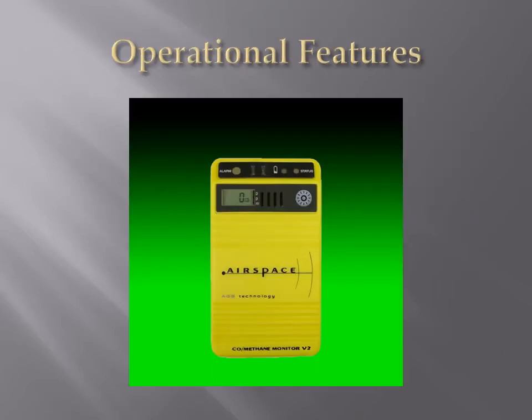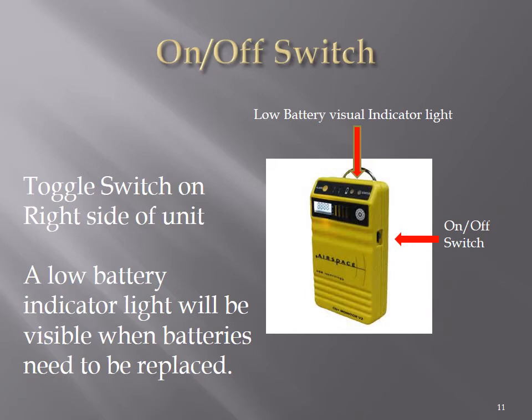We're going to move on now into the operational features of the airspace monitor. First, let's talk about the on and off switch. How do you turn this on? You'll see in the picture here, as you're looking at the face of the monitor, the on-off switch is located on the right side of the unit. It's simply a toggle switch that you push into the up position, or the on position. You'll also notice in the picture that there's an indicator light called the low battery visual indicator light. And this will light up when the batteries need to be replaced.